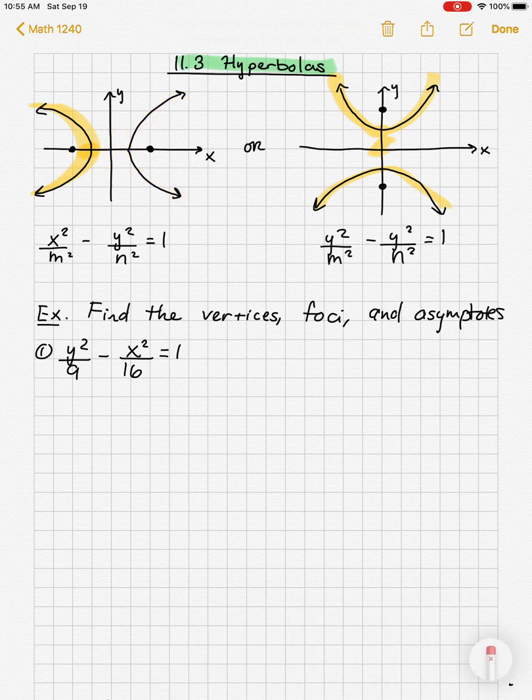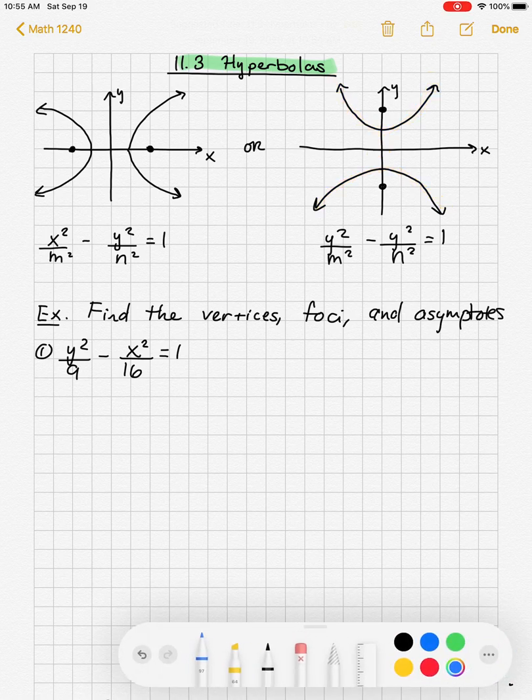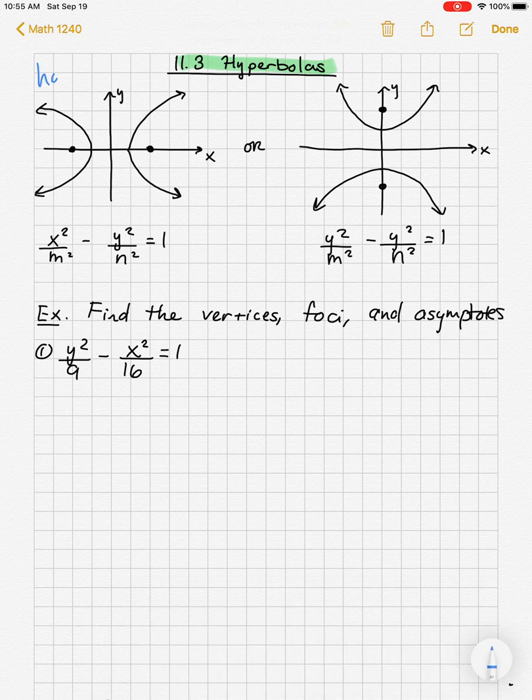Okay, so let me write that down. So this guy, we would call this one horizontal. And you can see that guy has intercepts on the x-axis, versus this guy, we'd call it vertical. This guy has intercepts on the y-axis.